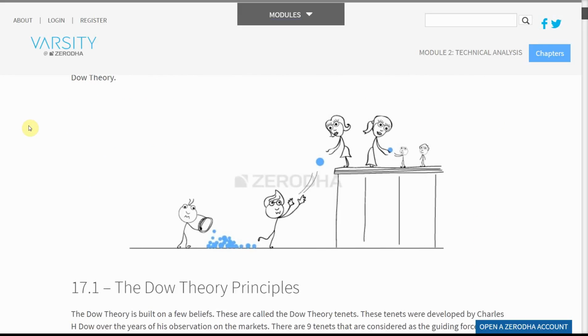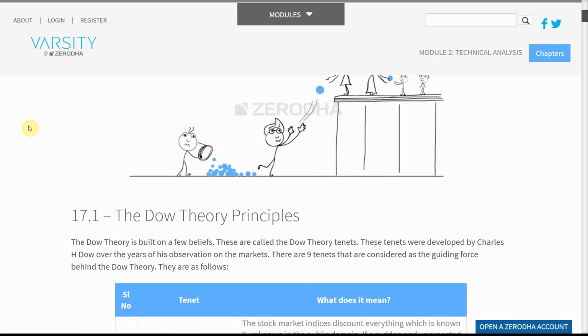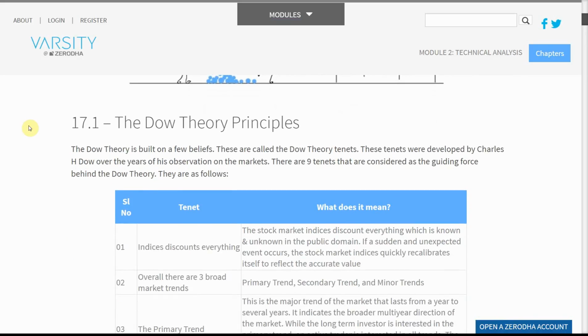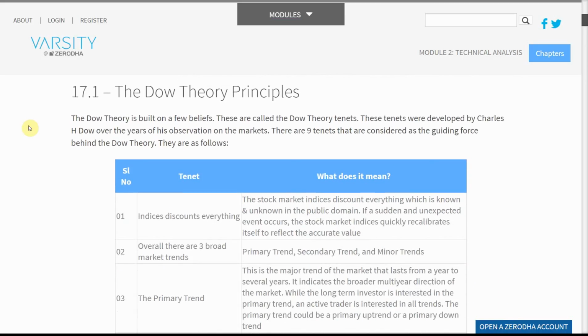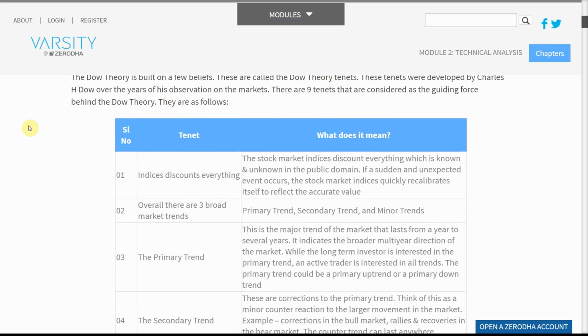17.1 The Dow theory principles. The Dow theory is built on a few beliefs. These are called the Dow theory tenets. These tenets were developed by Charles H. Dow over the years of his observation on the markets. There are 9 tenets that are considered as the guiding force behind the Dow theory. They are as follows.